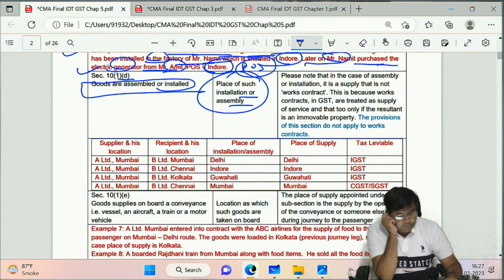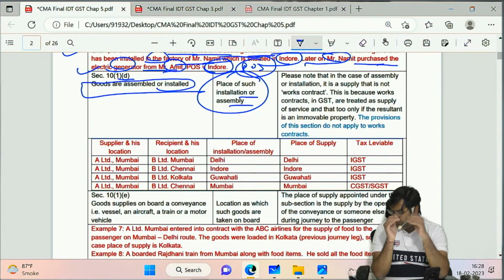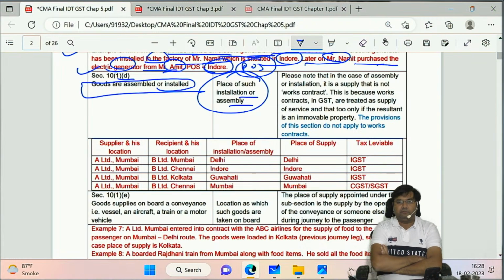I bought one machinery from Thomas. Now that machinery is very big. It is going to come from Coimbatore. Coimbatore is known for machinery manufacturing. So it is going to come from Coimbatore, and my place is in Nasik, Maharashtra.